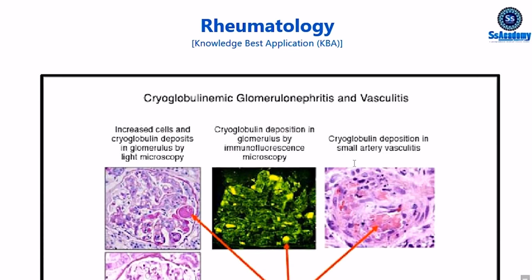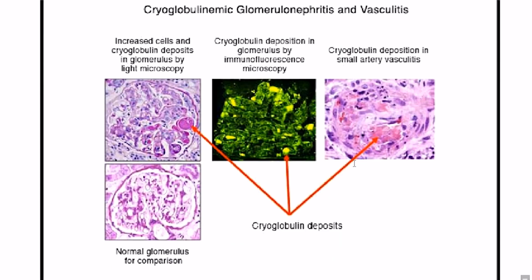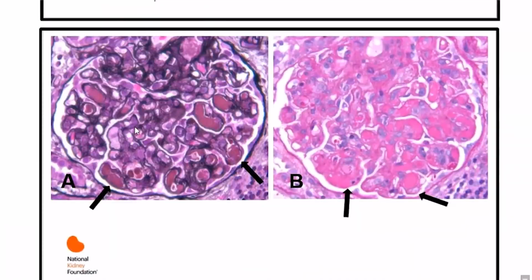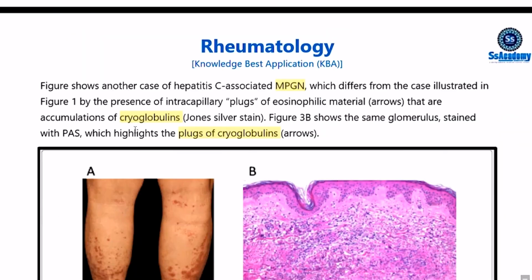The word MCGN is really important because the name of MCGN is the MPGN, membranoproliferative. So that's important, glomerular basement membrane. Yes. Membranoproliferative is a duplication, as with the cellular interposition. So the membrane will be duplicated, alright. Membranoproliferative and also the cryoglobulin depositions.